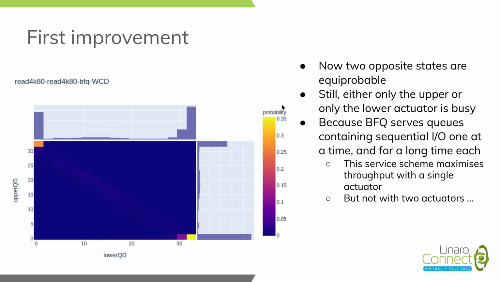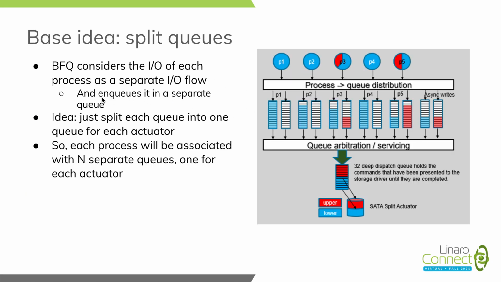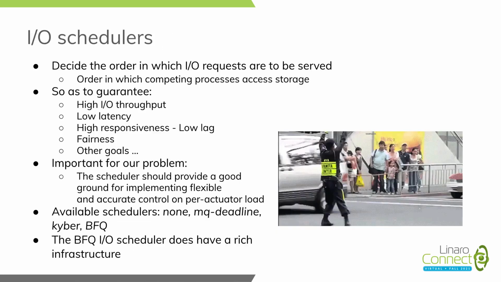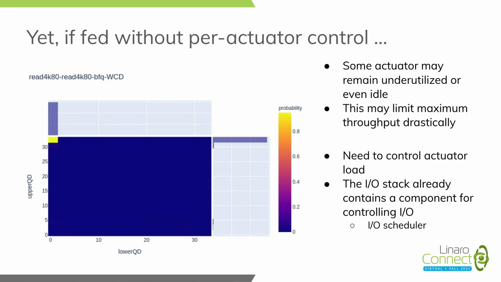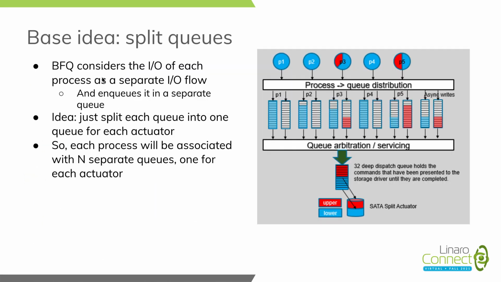Okay, this is what I've already told you. So we have a separate I/O flow for each process and a separate queue for each process. This doesn't work, as I already showed you here, because this is the result. And this test has been executed exactly using BFQ, the original BFQ. This doesn't work, so the natural idea is just to split each queue into one queue for each actuator.